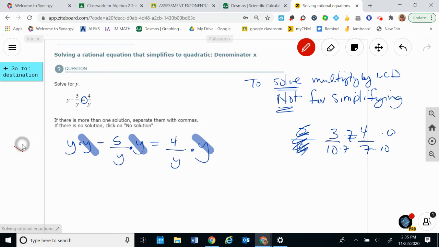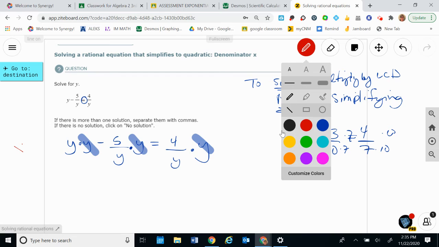Okay, no, I don't want lines. I don't want lines. How do I get lines? I don't want lines.